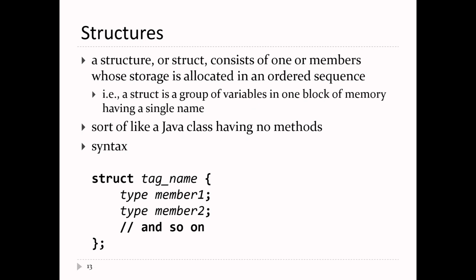But that's sort of like an object. So an object that has fields is just some chunk of memory that's got some variables in it. So it's sort of like a Java class having no methods. What's the syntax? Well, it's struct. There's something called its tag name. That's just the name of the structure. And then you just list a bunch of variables. So some type followed by some variable name, some type followed by some variable name, and so on and so forth.